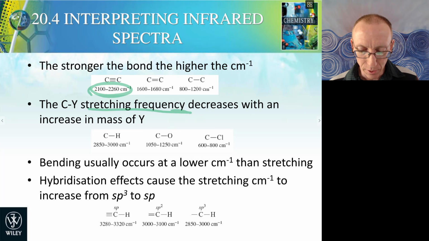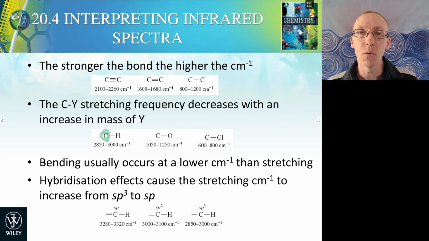The stretching frequency also is related to the mass of each of the elements, so it decreases as the mass increases. Since we're dealing with organic molecules, we're mostly interested in carbon bonded to something else. So carbon bonded to hydrogen, hydrogen is very light, and so we have a high stretching frequency. Oxygen is more massive or has a higher weight, and so the frequency goes down. Chlorine is higher in mass again, so the frequency is even lower still.